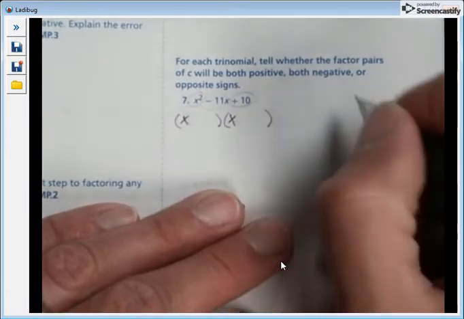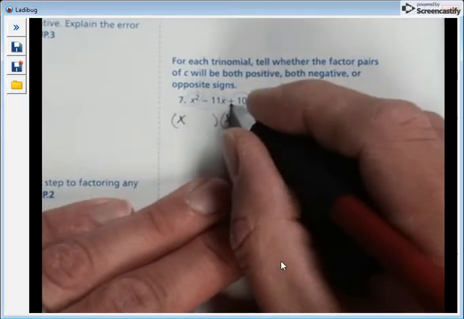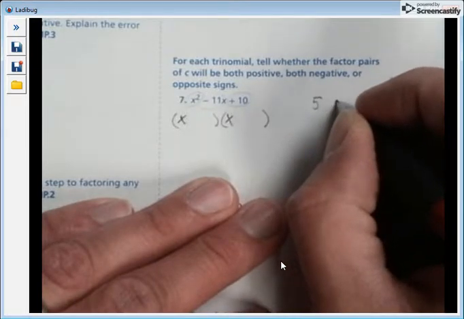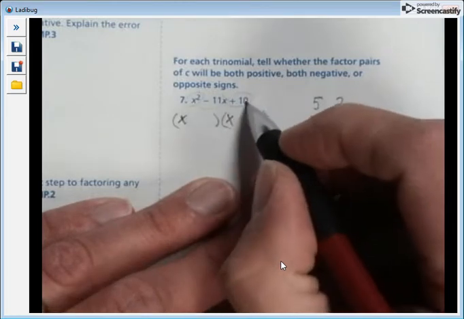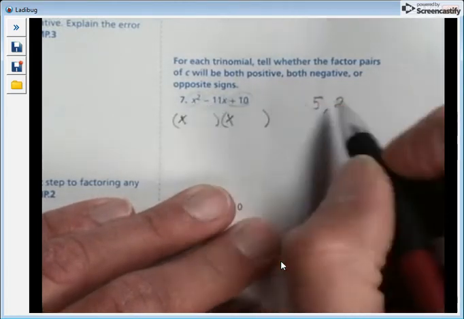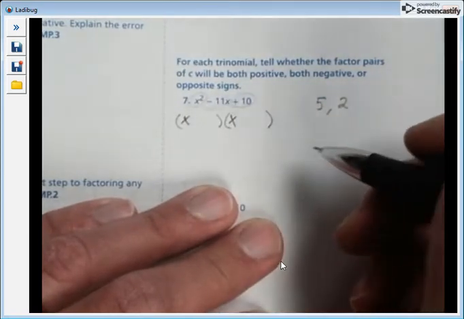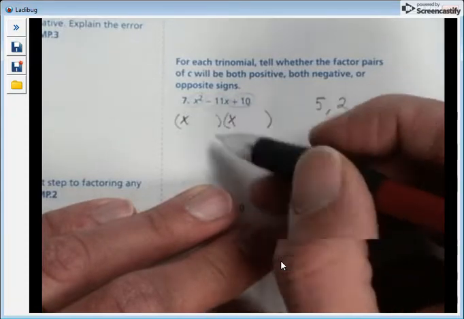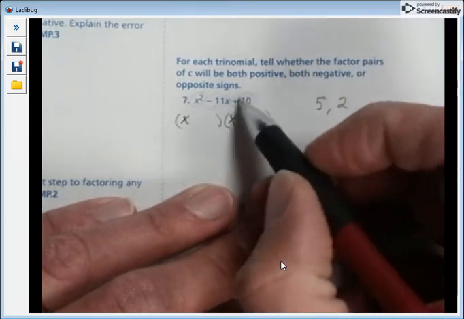So there's a couple ways to do this. You can list multiples over here. You could say, I want a positive 10, so that could be as easy as 5 times 2. And then 5 plus 2 is 7, not negative 11. So 5 times 2 is 10, but when you add them, that's not negative 11, right? So now it's kind of a puzzle. So what numbers add to negative 11 that also multiply together to be 10?